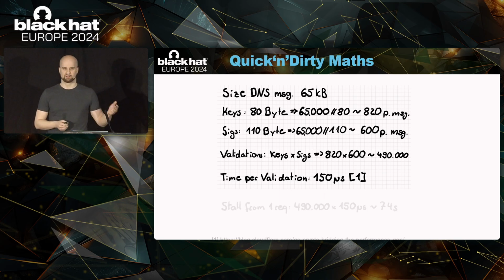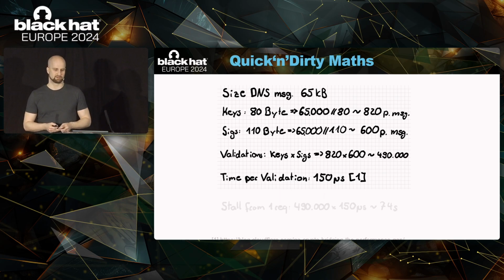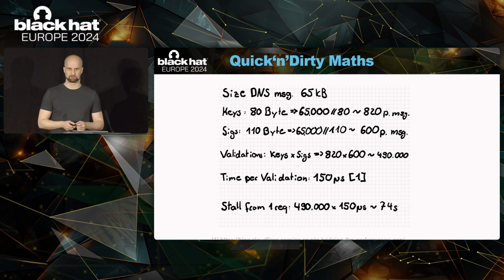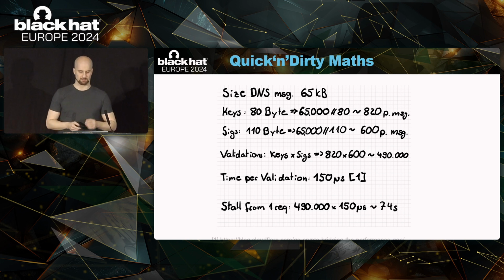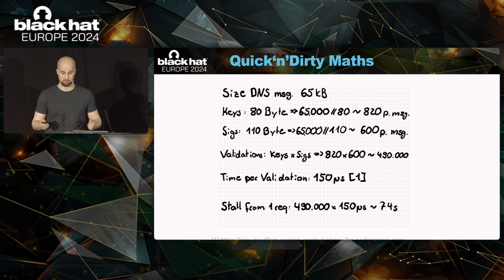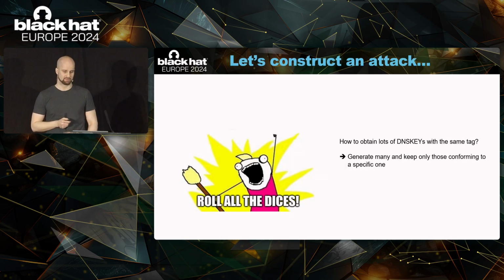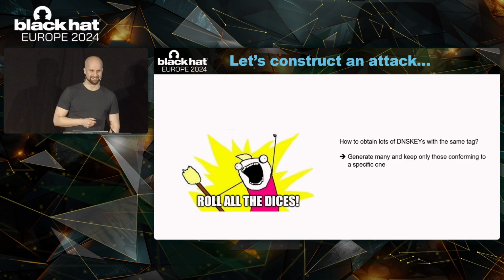Now let's assume one signature validation takes 150 microseconds. And again, doing the math, we end up with 74 seconds calculation time for one set of signatures in a single response. Quite a bit. Okay, so now we know how many DNS keys and signatures we can fit into one response.